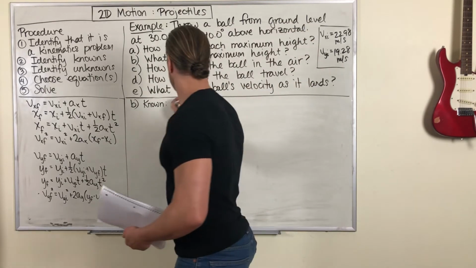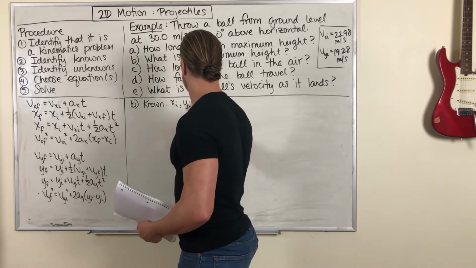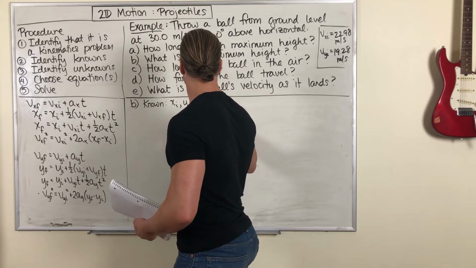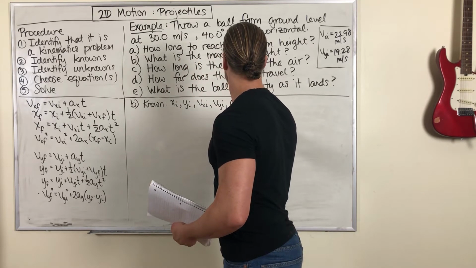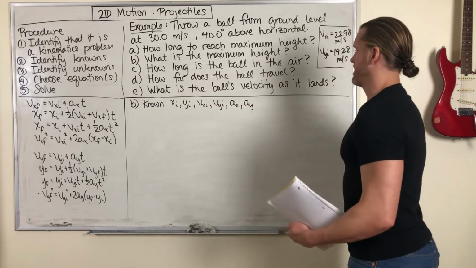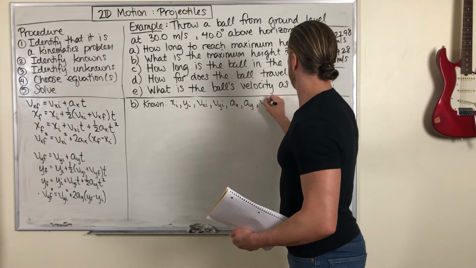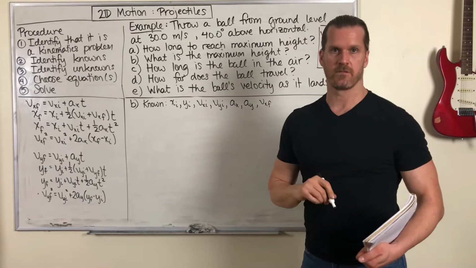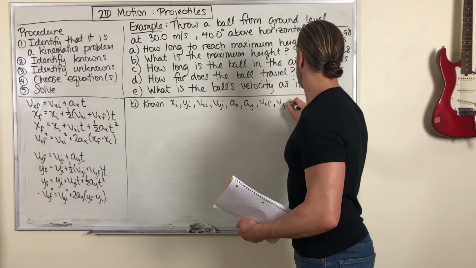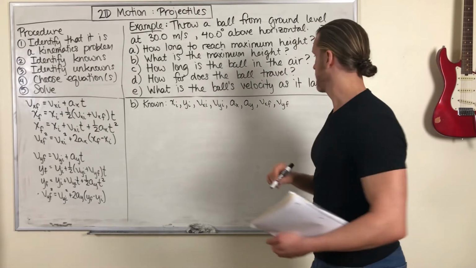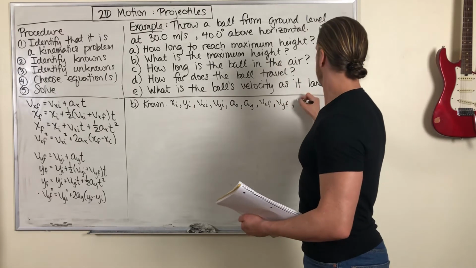Okay, what do we know? We know x initial, y initial, vx initial, vy initial, ax, ay. We also know vx final, because that's the same as vx initial. We know vy final, it's 0. And we just solve for the time.